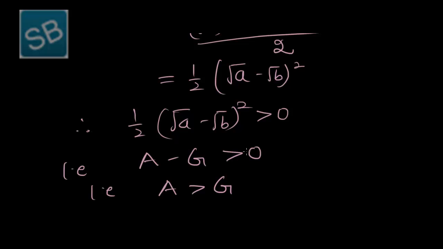So in this case we have to prove A is greater than G. That means we get a hint: we have to find whether A minus G is negative, positive or equal to 0. And that gives our answer.